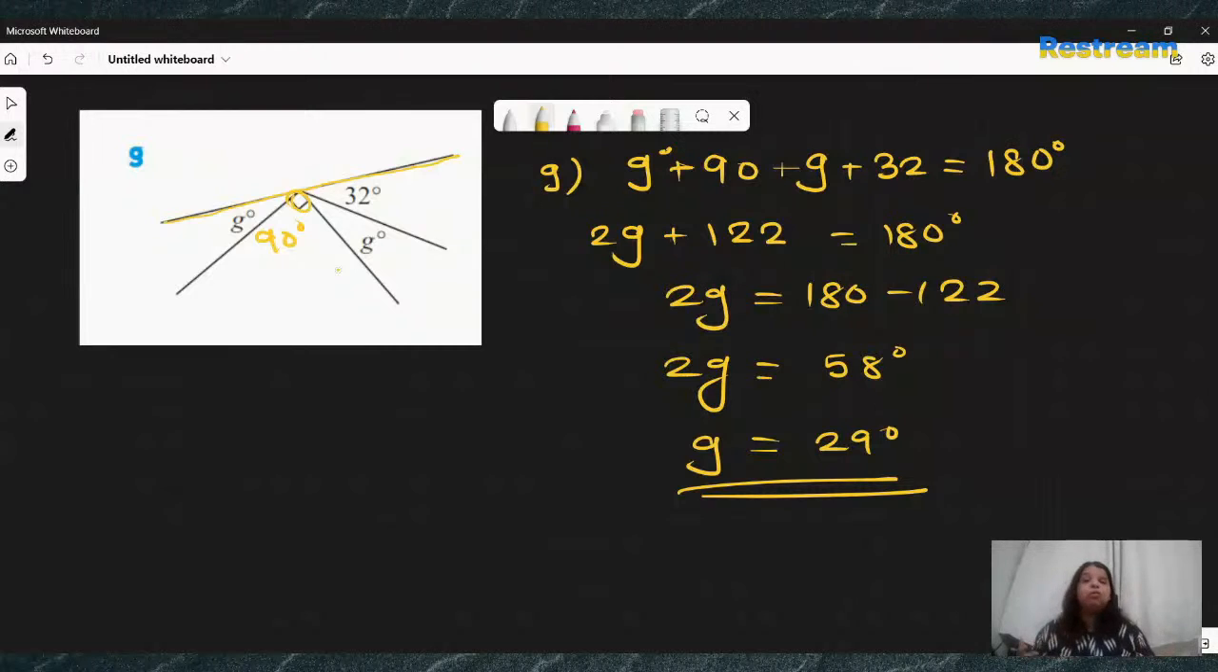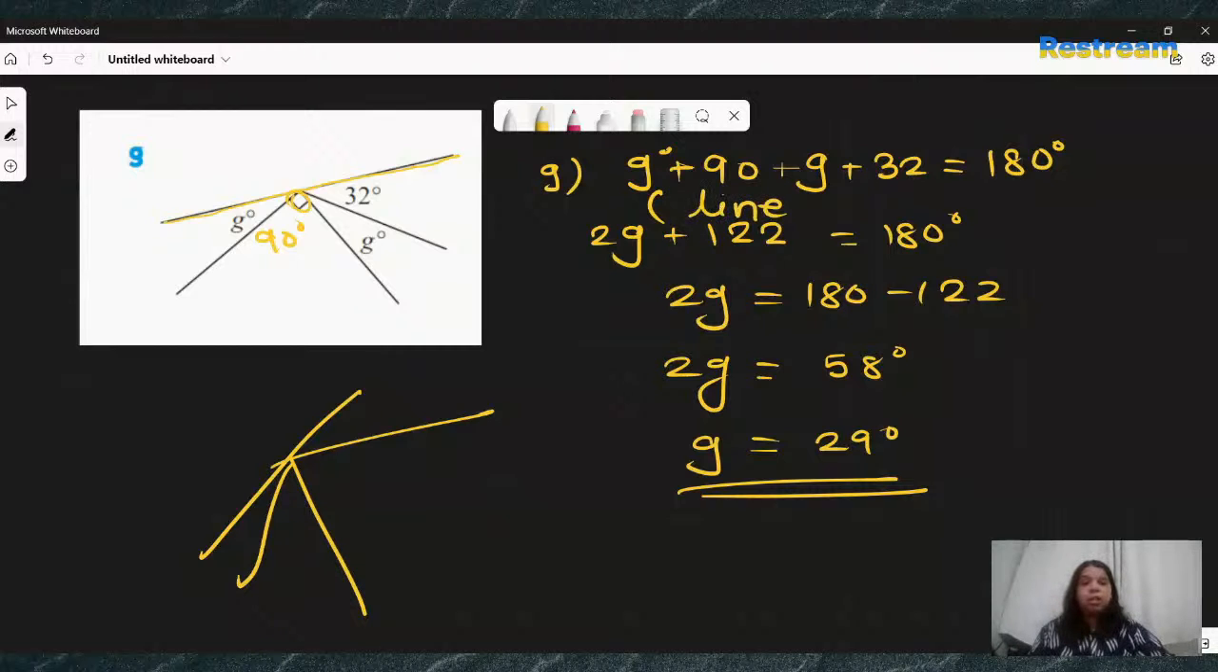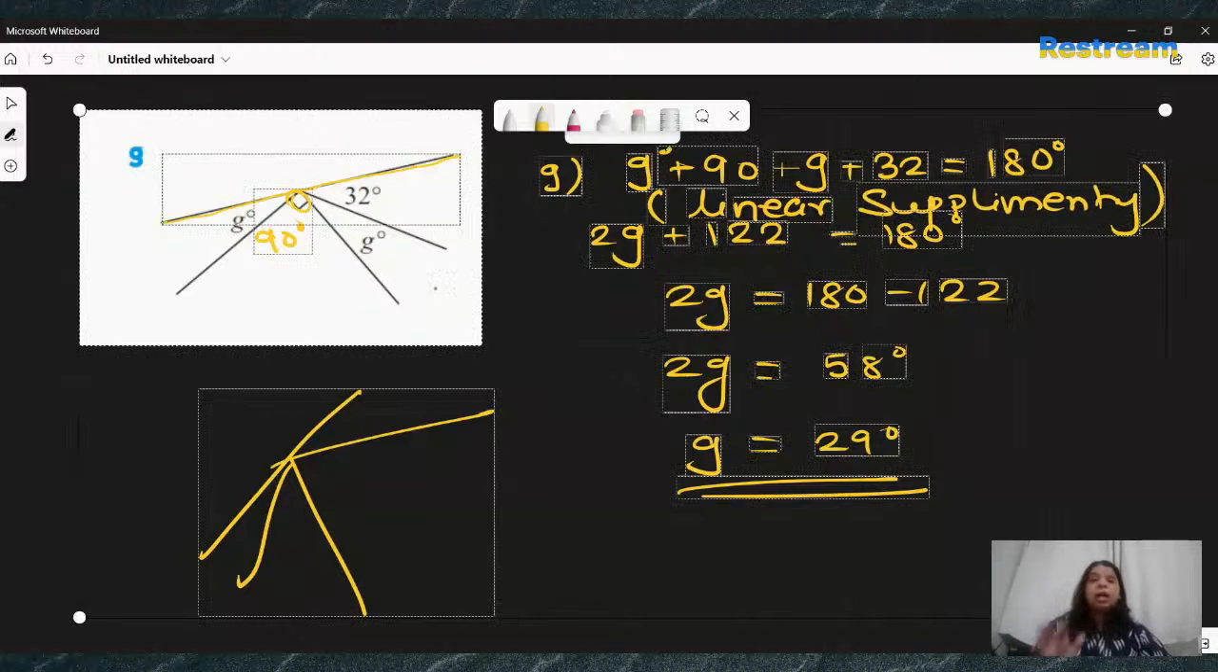So it doesn't matter in which direction your angles are pointing, as long as their starting point, or the vertex of the angle, is on a single line, on a straight line, or all of them lie on a straight line, it is still 180 degrees. It doesn't matter in which direction the angle is looking. Even if your angle is looking in this direction, still they are linear supplementary. And again, of course, we have to write the reason here. They are linear supplementary.